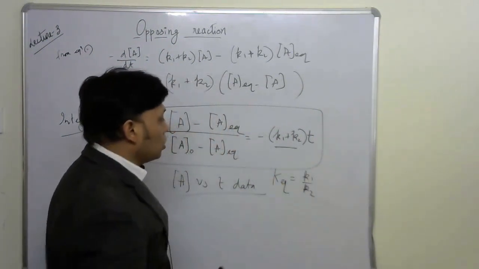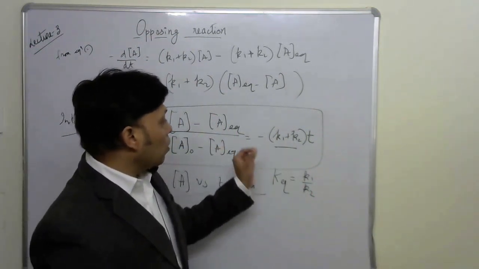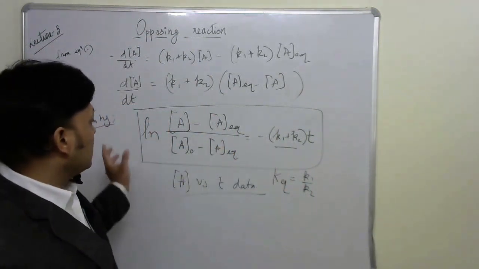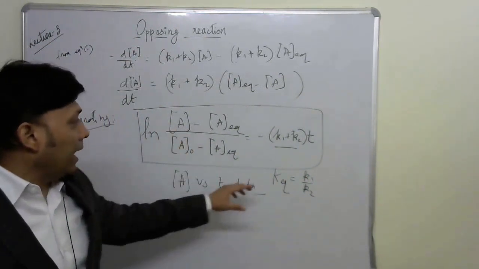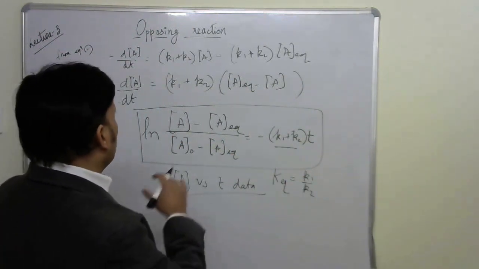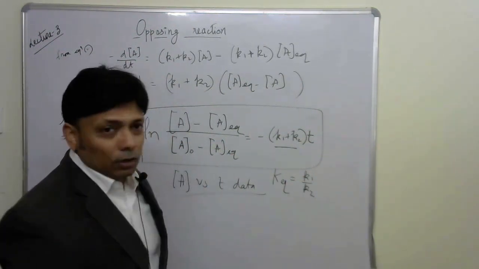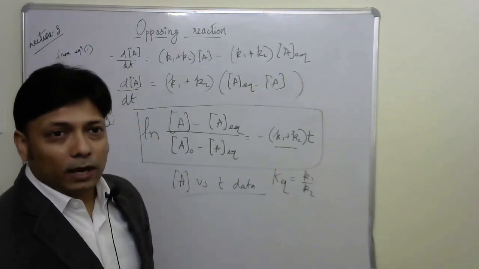So from the ratio and from this value of K1 plus K2, we can individually know K1 and K2, and at that time, we can easily get to know the concentration of A at any time t and vice versa. So that's how we deal with the opposing reactions in terms of disappearance of the reactants.